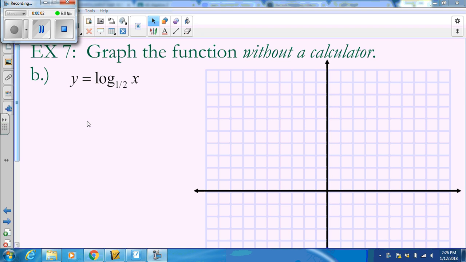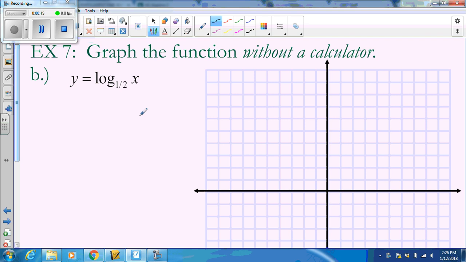Here are the rest of the notes for the section 4.4 day 2 homework. So we're going to do example 7 and example 8. So graphing logarithmic functions without a calculator. So here in example 7 we have y equals log base 1/2 of x.